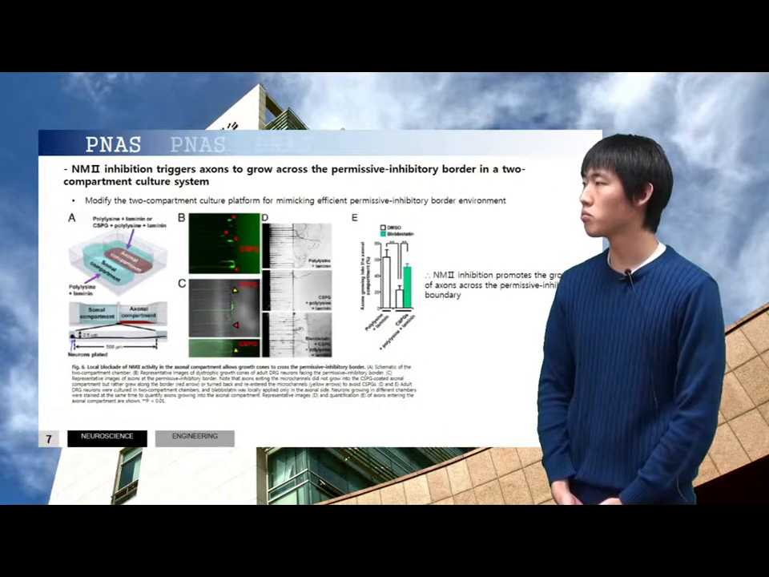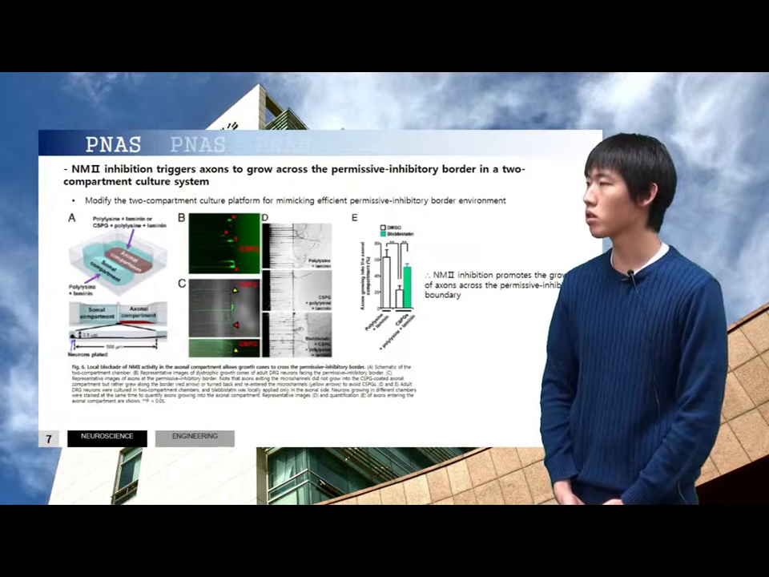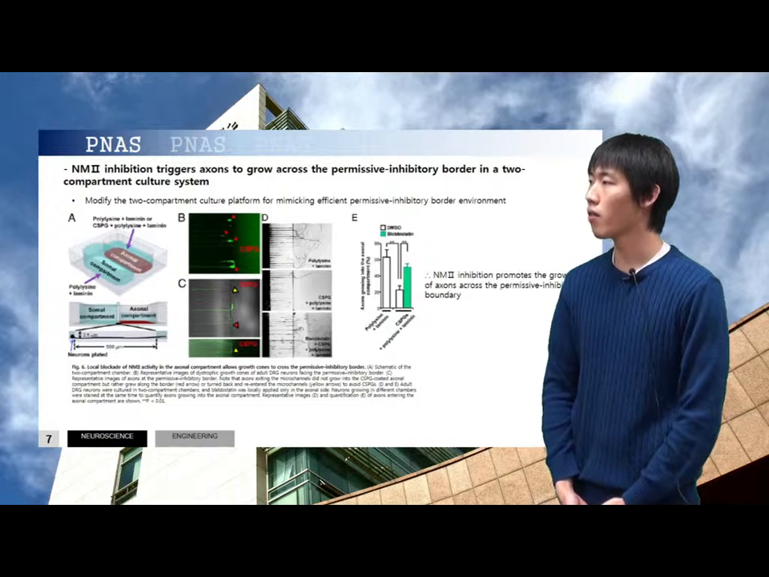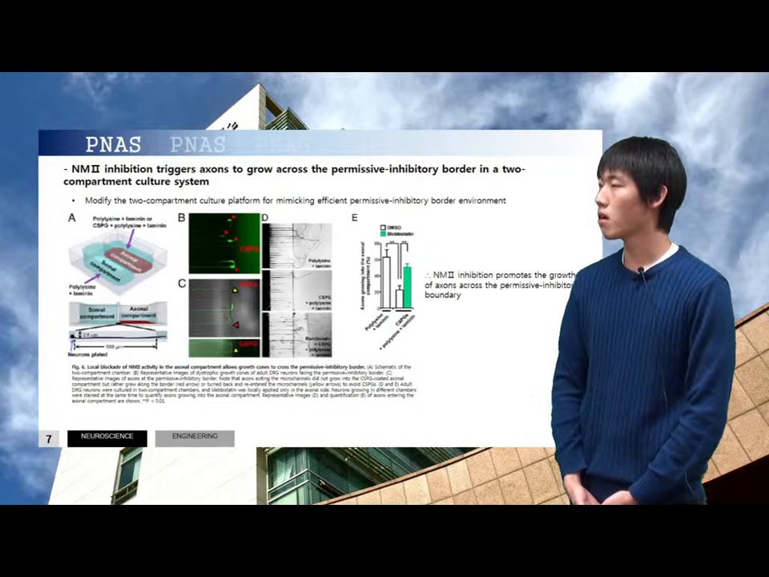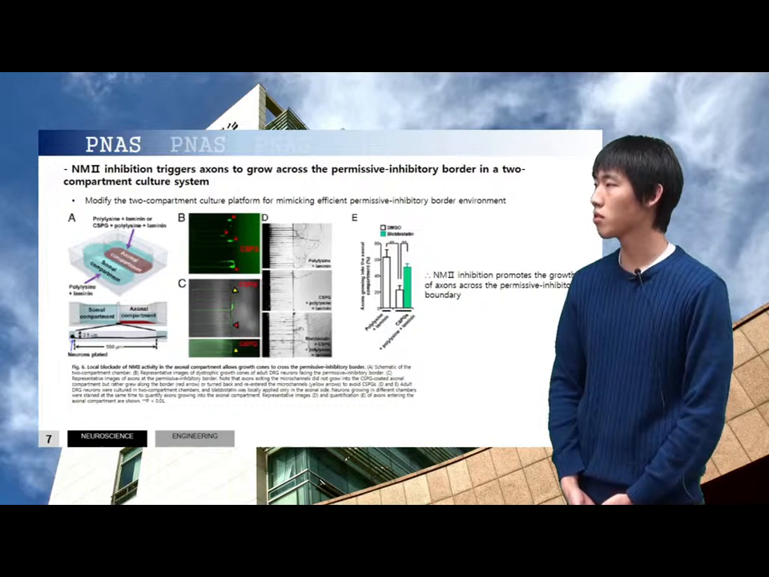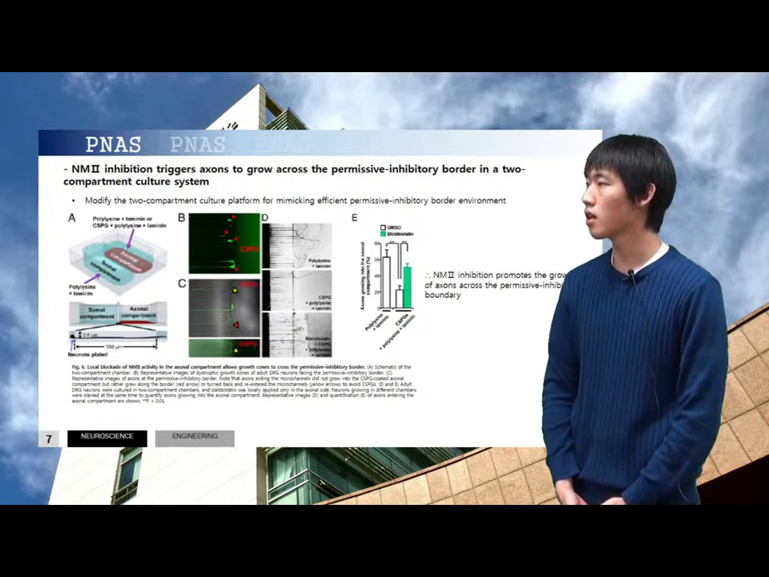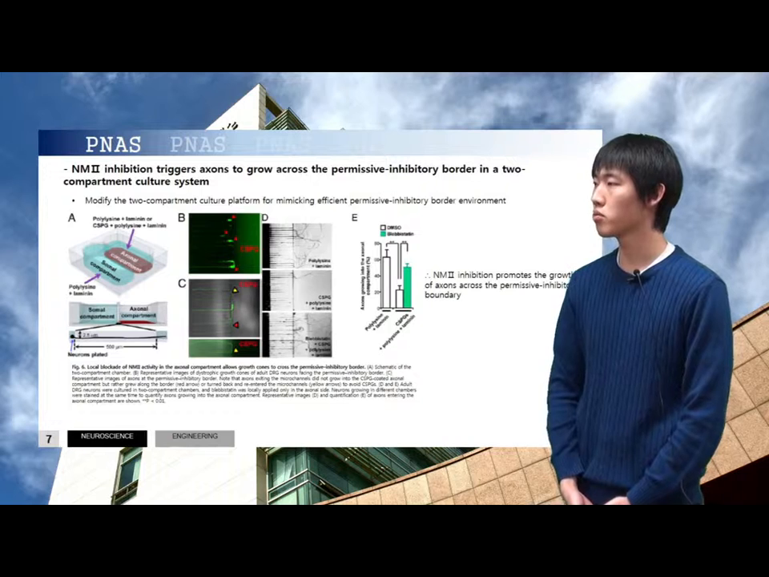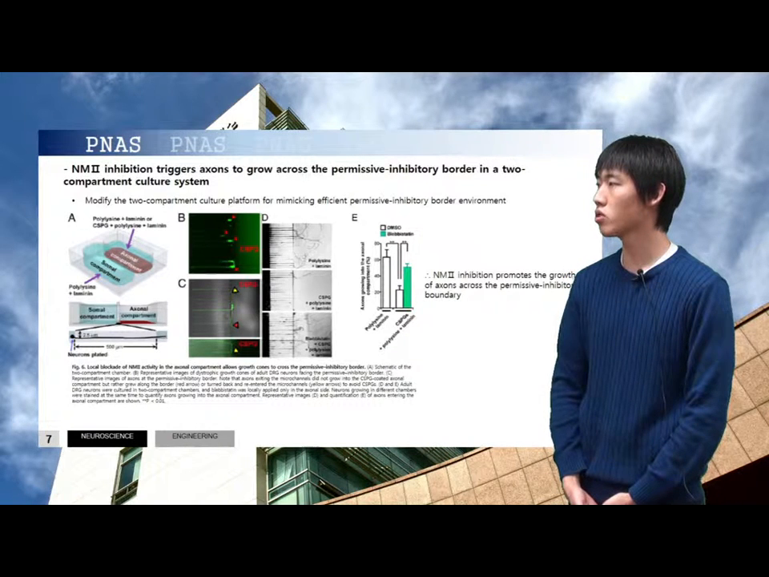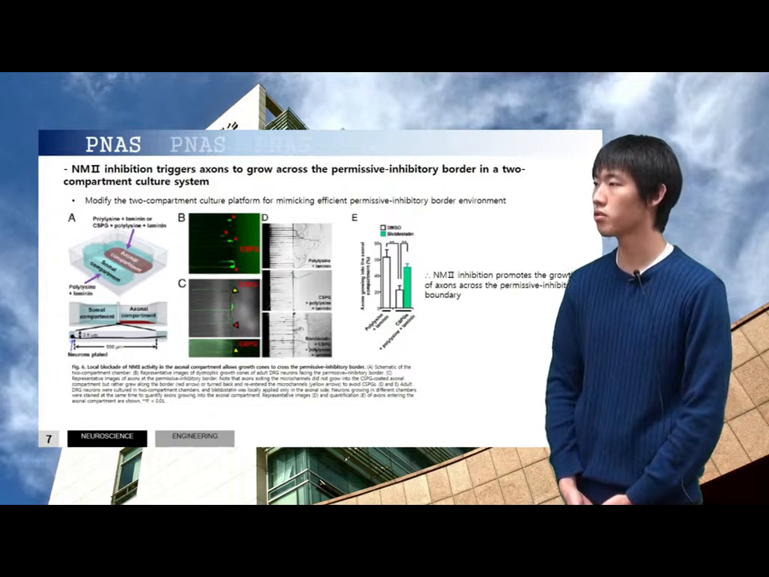Finally, researchers modified the two-compartment culture platform to mimic a permissive-inhibitory border environment. When axons encountered the permissive-inhibitory border, axon growth into the axonal compartment was prevented, and axons formed retraction bulb-like swellings at the border, but blebbistatin-treated axons were able to exit the channels and grow into the inhibitory terrain.